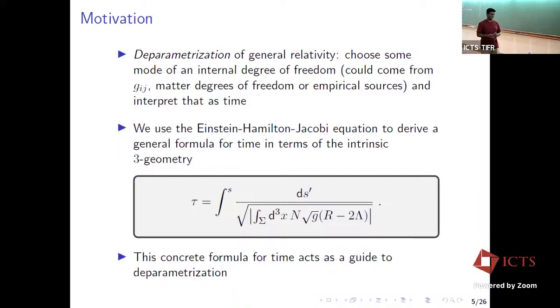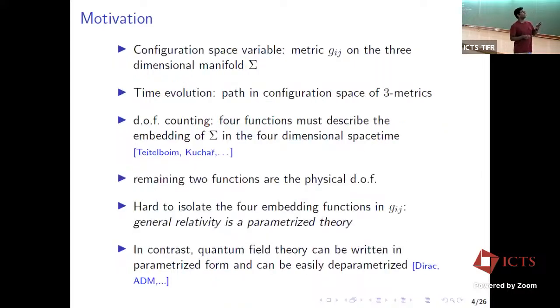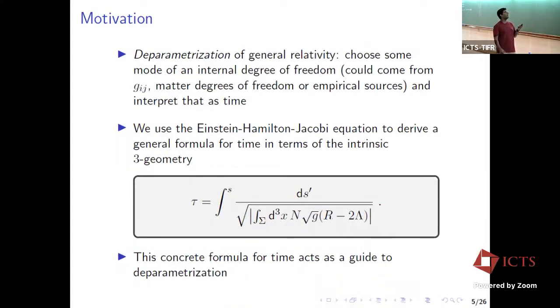But still, in many applications, it's essential to deparameterize general relativity by figuring out some degree of freedom, which could come from, say, some component of g_ij here, or some function of some components of g_ij, or some internal matter degree of freedom, or empirical sources, and so on, and to interpret that as time, and study the remaining degrees of freedom as a function of that.